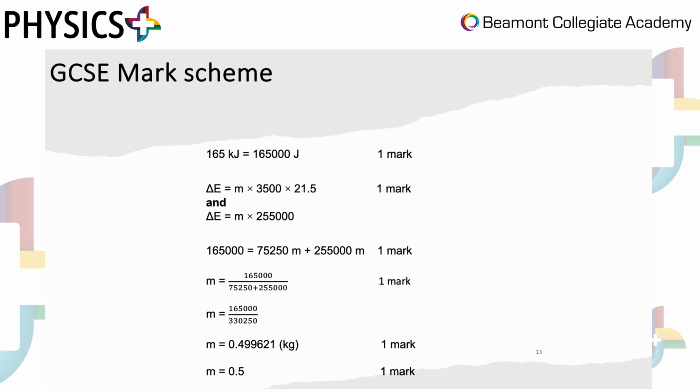So here's the GCSE mark scheme. 1 mark given for converting kilojoules into joules, 1 mark given for substitution, another mark given for putting the 2 equations together, and then for rearranging, another mark given for calculating mass, and then finally 1 for putting it in standard form. How did you get on?